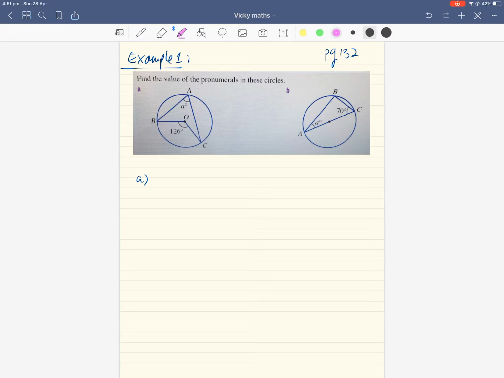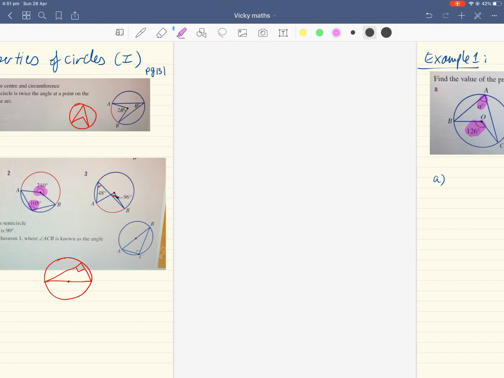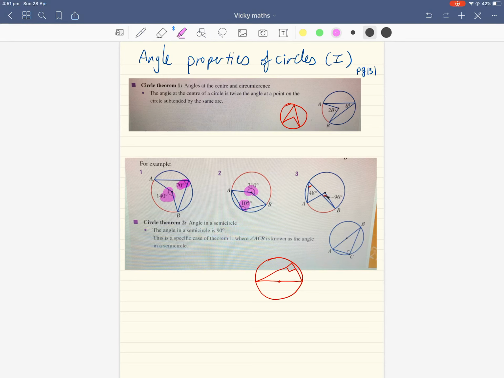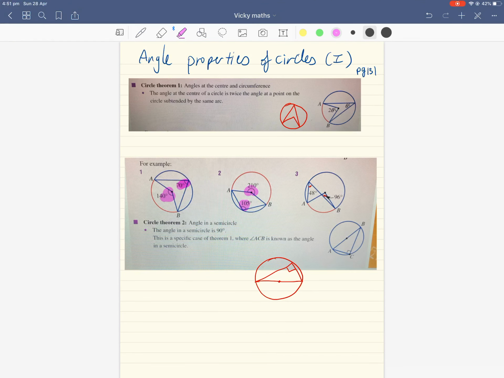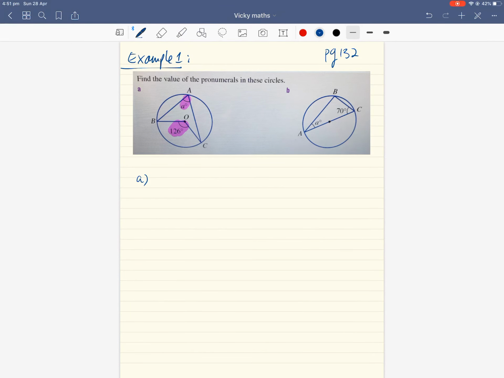Alright, let's look at A. We want this angle in the pointy bit, whereas we're told what the base bit is. So we don't have much to choose from this time. It's either circle theorem 1 or circle theorem 2. Well, the shape we've got looks like the compass shape, so we're going to apply circle theorem 1, or you can choose to draw the symbol.